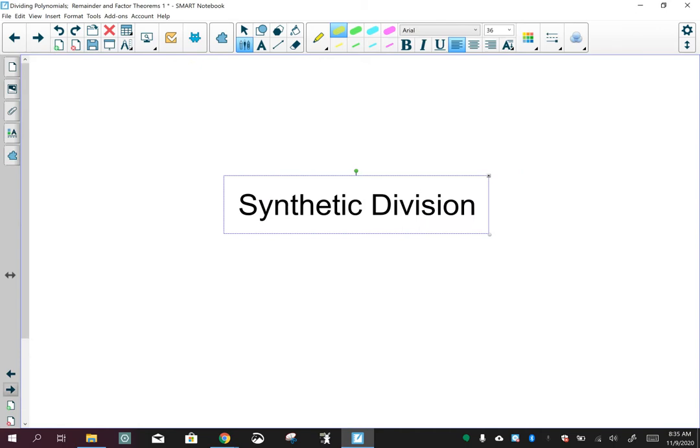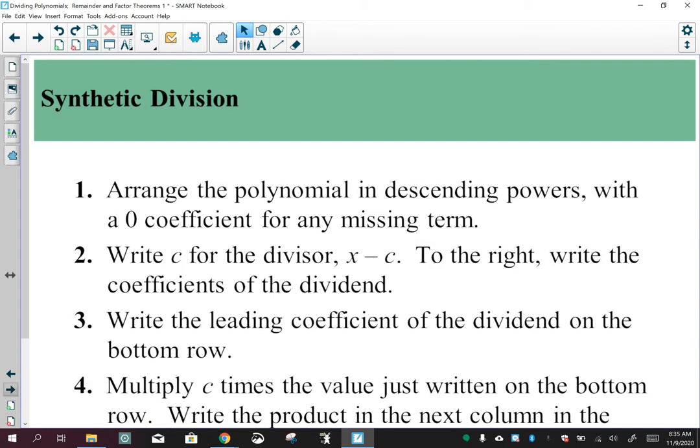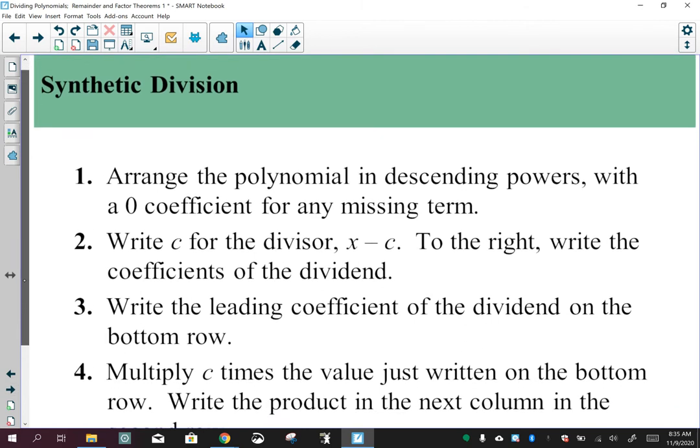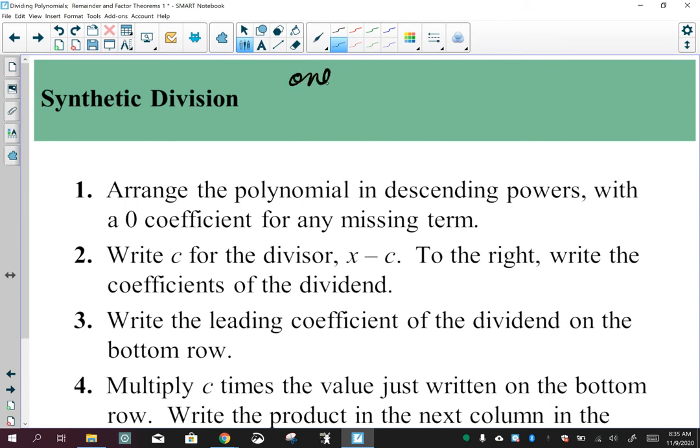So now, let's look at synthetic division. Synthetic division is a little easier. The nice thing about synthetic division is once you get the hang of it, it goes really fast. The key is though, you can only use it, so put a note somewhere, when dividing by x minus whatever. Okay.